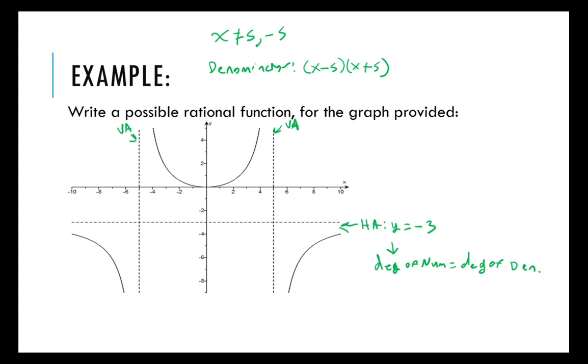But what else can we use to find the correct numerator? X-intercepts. All right, so let's see if we have any x-intercepts. Well, we do have one, right? We have this right here. We have 0, 0. Well, if 0 is the x-intercept, that means that specifically, since the x-intercept is 0, the numerator has the factor x minus 0, or just x.